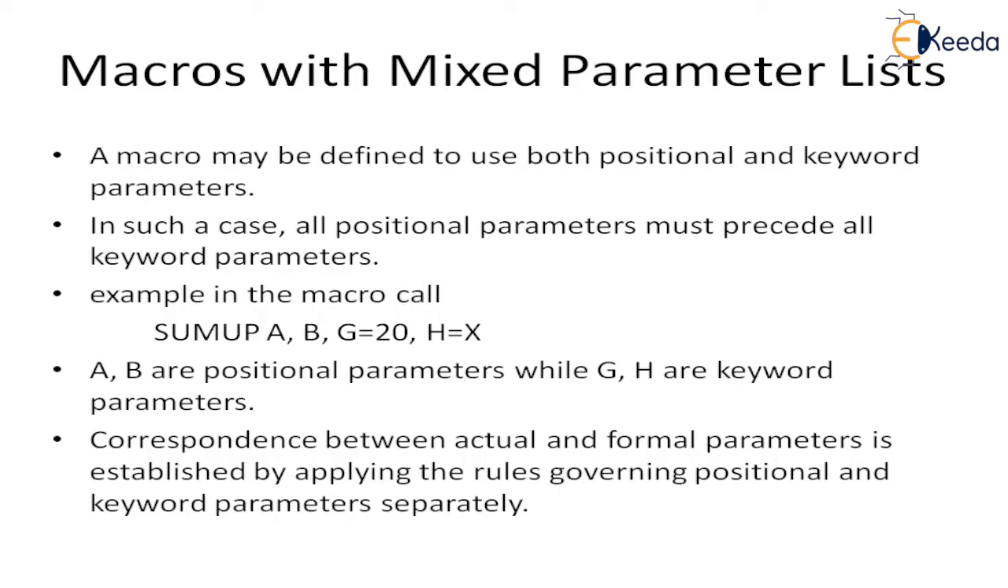So in this, we have to mix up the positional as well as keyword parameters. All positional parameters must precede all keyword parameters. For example, the micro call is SUMUP A, B, G=20, H=X. You all know A and B are the positional parameters, whereas G and H are nothing but the keyword parameters. So correspondence between the actual and the formal parameters is established by applying the rules governing the positional and keyword parameters separately.